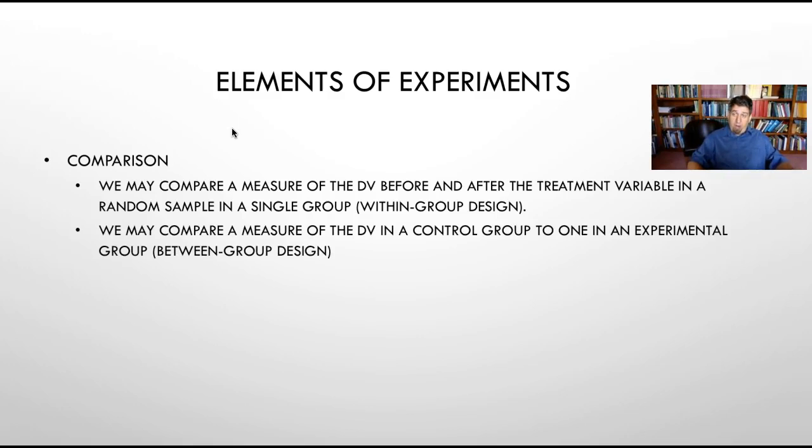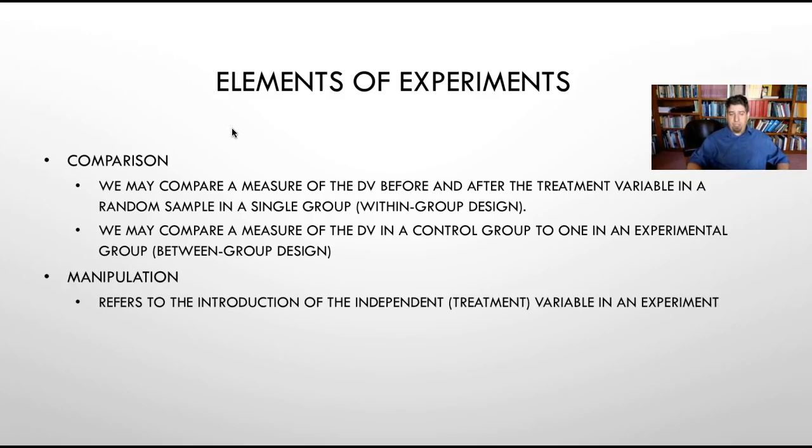The other way to do the comparison is the between group design, which is the more common form, and that is comparing the dependent variable in a control group to one in an experimental group. Actually, you oftentimes get both of these in a classic experiment. You measure the dependent variable with a pretest, and that gives you the before and after, and you have the comparison between the experimental and the control group.